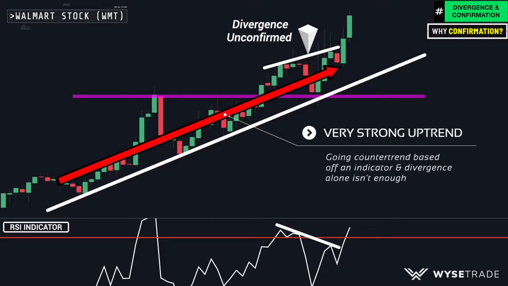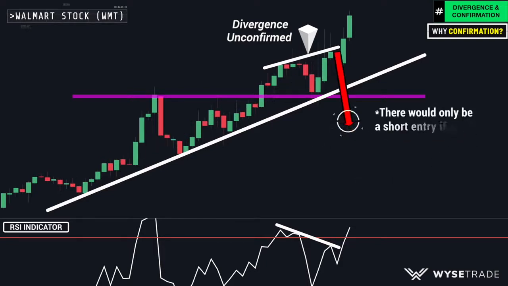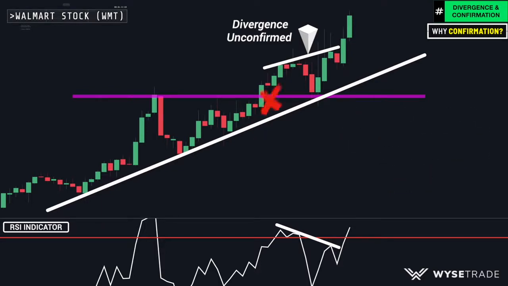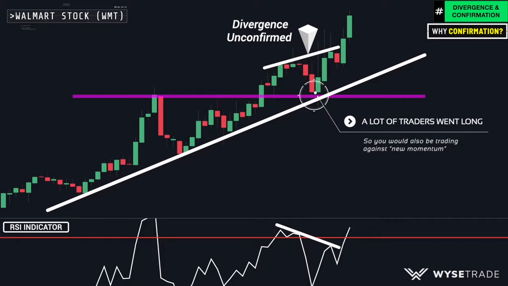As you should already know by now, you would only start considering short entries after the divergence if you had the trendline break, a break through the key support, and price making a lower low. Without that, the divergence was unconfirmed and there was no trade. To make matters worse, a lot of traders went long at this excess point here, where the trend line and key support level both lined up perfectly.